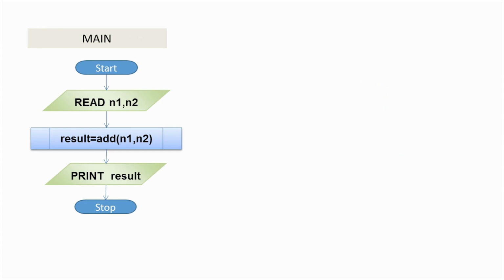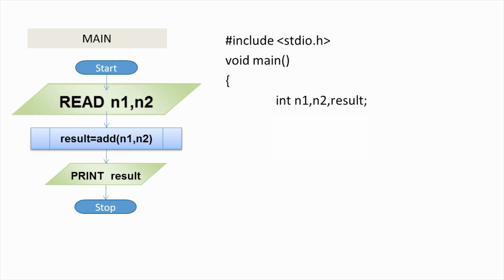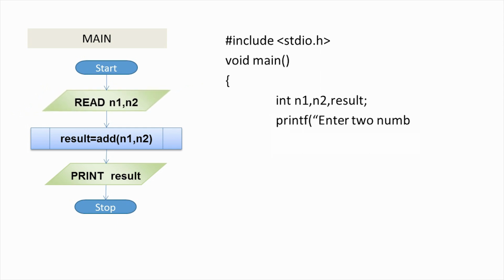Now, let us write the code for the main function. Include the header file stdio.h. Start with main. Start function body with curly brace. Declare three variables n1, n2 and result. Type int n1, n2, result. First step is to read the values of n1 and n2. Type printf enter two numbers. scanf %d ampersand n1, ampersand n2.